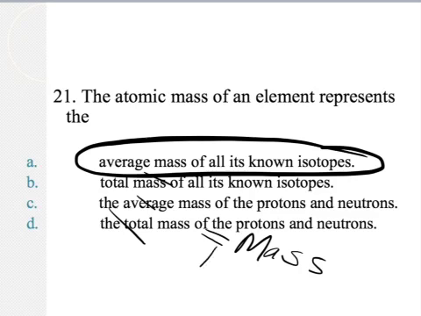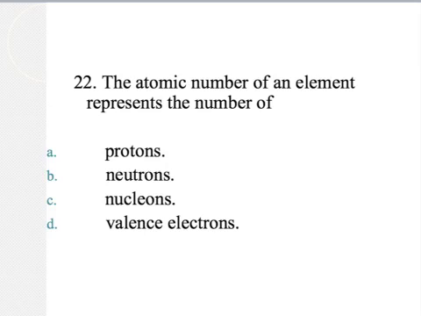Okay, mass number is the number of protons and neutrons, but the atomic mass is the average mass of all the known isotopes. Okay, the atomic number of an element represents, hey, I hope you're jumping up and down like my dog is. She's waiting to tell you the answer is protons. Okay? So, the atomic number of an element represents the number of protons.